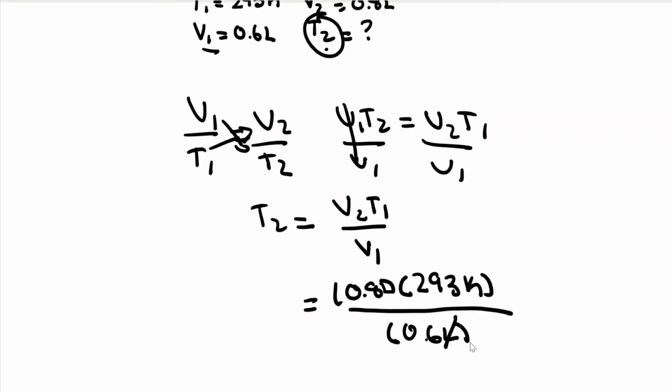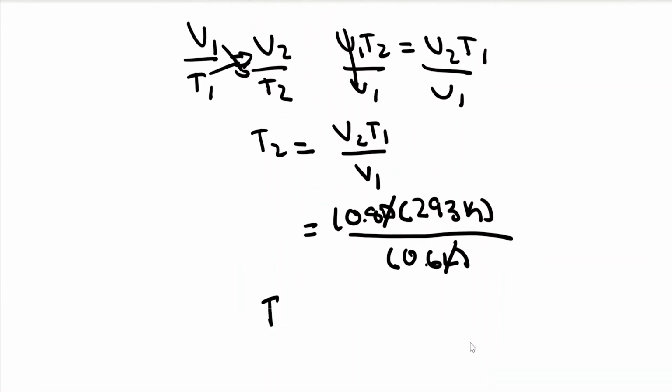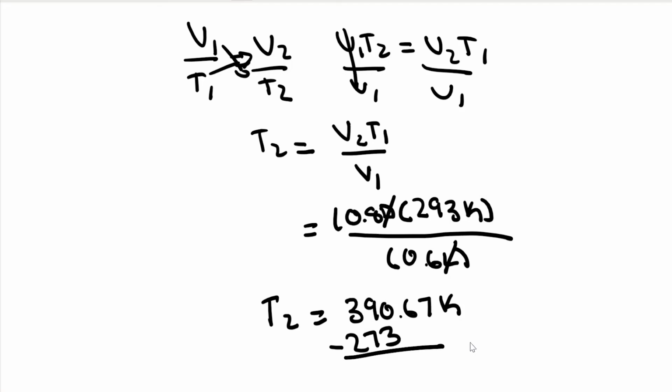Liters cancel out, which means our final answer is going to be in terms of kelvin, which is perfect because we're looking for temperature. If you do the math over here, you get roughly 390.67 kelvins. And if you want to convert that to degrees Celsius, you can just subtract 273. You'll be left with about 117 degrees Celsius.